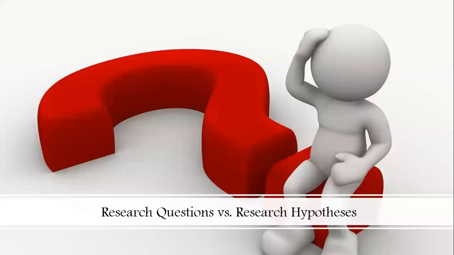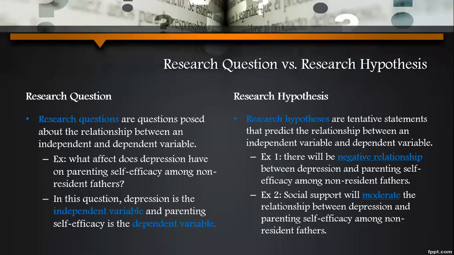So now let's look at research questions versus research hypotheses. Now that we have established types of variables, we know the different types of variables that we can employ in research studies. We know something about the direction of these relationships and what they could potentially be. We know the difference between positive and negative relationships between variables. So now we can look at the difference between research questions and research hypotheses.